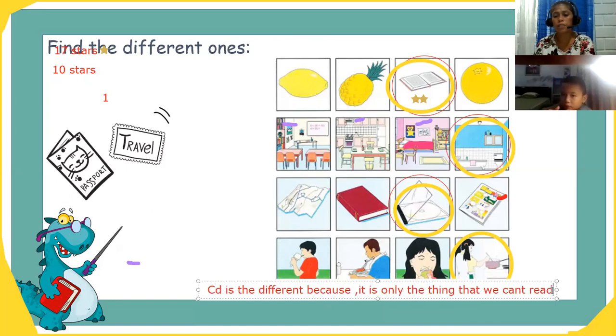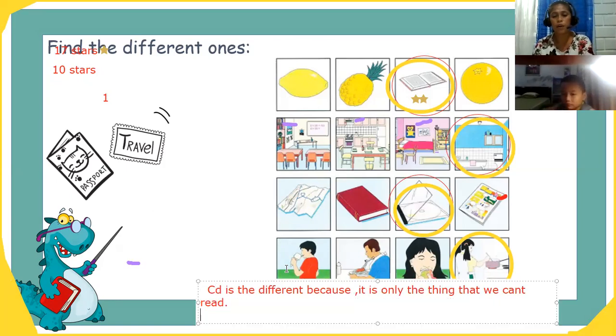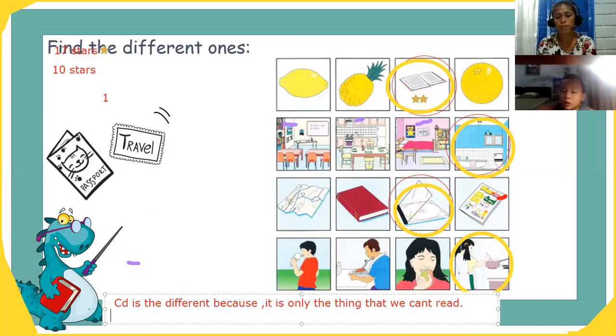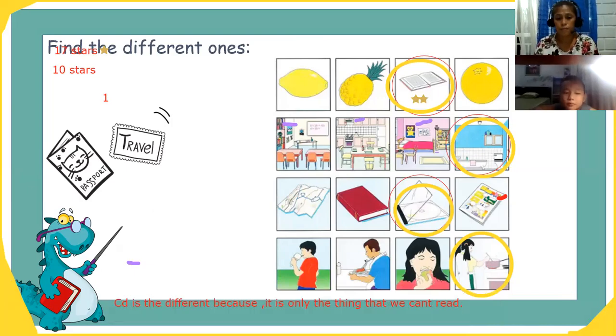How about the last picture here? What can you see in the last picture? The girl is cooking and is different because she is cooking and the others are eating. Okay, and the first picture, look here. As you can see, let us check the fourth set of pictures. Okay, very good. Your answer is correct. Because she is cooking, but the others are eating.